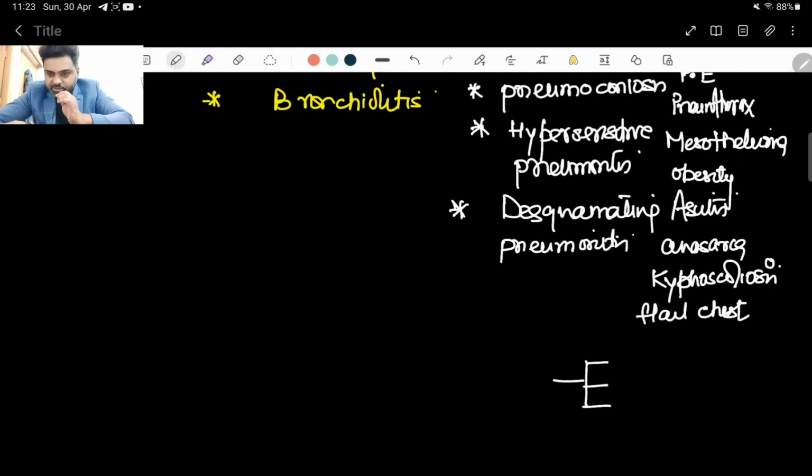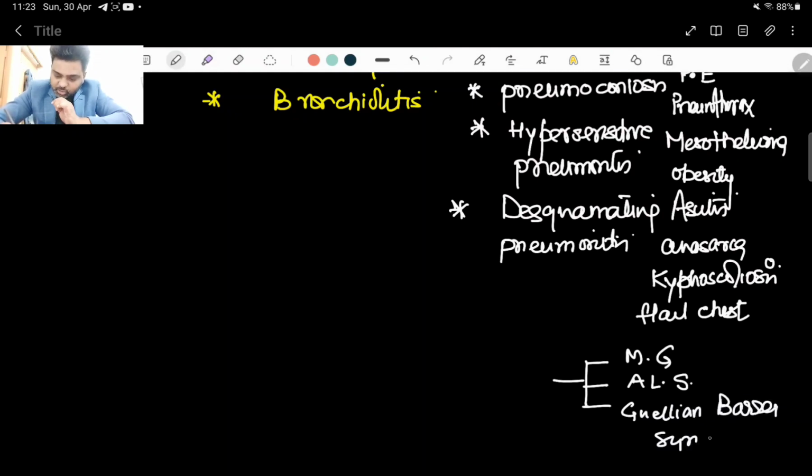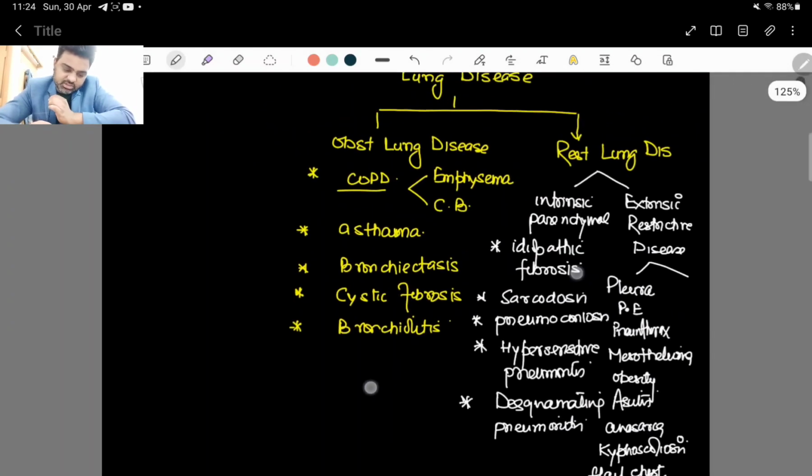Other extraparenchymal restrictive diseases are MG, that is myasthenia gravis, then amyotrophic lateral sclerosis, then Guillain-Barré syndrome. Guillain-Barré syndrome is an acute demyelinating polyradiculopathy, generally of autoimmune cause. MG is myasthenia gravis, and ALS is where there is destruction of the motor neurons of the spinal cord, that is amyotrophic lateral sclerosis. Till date, there is no cure for amyotrophic lateral sclerosis. So this is the classification.